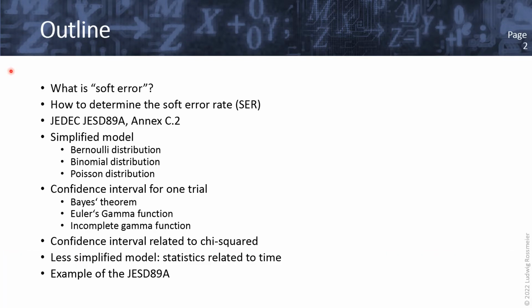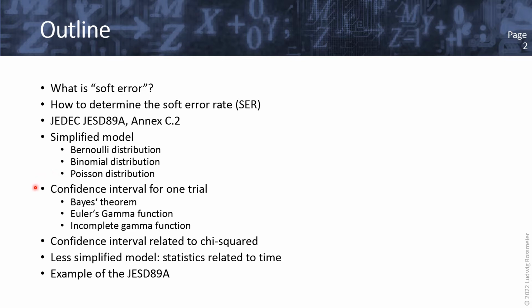Here we see the outline of the presentation. First, I start with a short explanation about what a soft error is and how to determine the soft error rate. Then I will show what the JEDEC standard tells about this. Next, to do some statistics, there are simplified models. I want to talk about Bernoulli distribution, binomial distribution, and Poisson distribution.